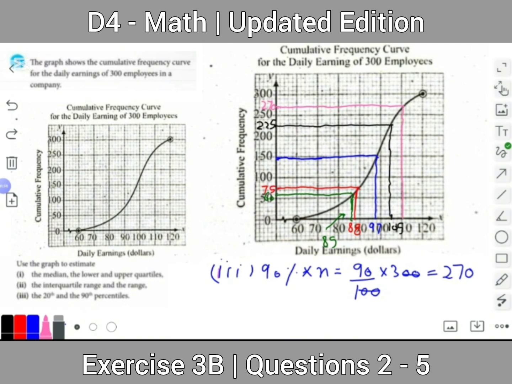So the value of the 90th percentile is equal to $110.